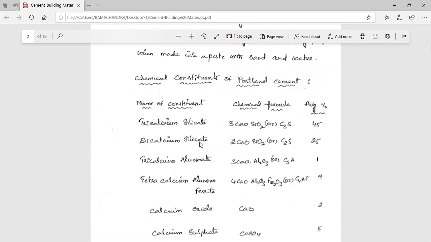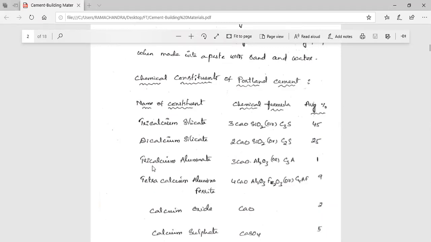Next, the second one, dicalcium silicate. Its formula is 2CaO.SiO2, 2 moles of calcium oxide and silicon dioxide. We express this as C2S. This is present at 25% in the cement.